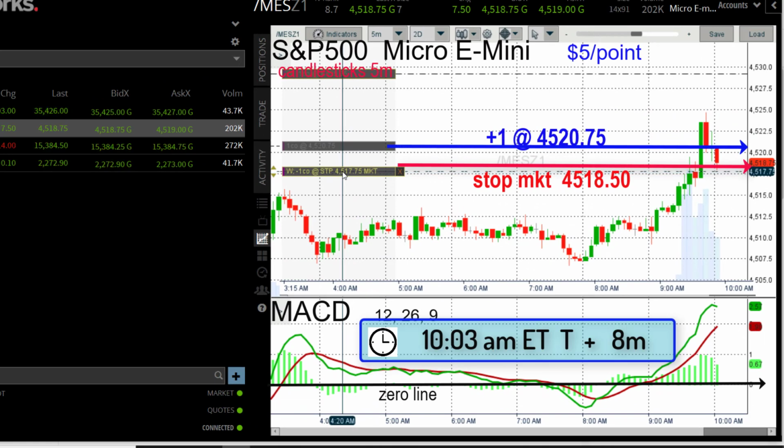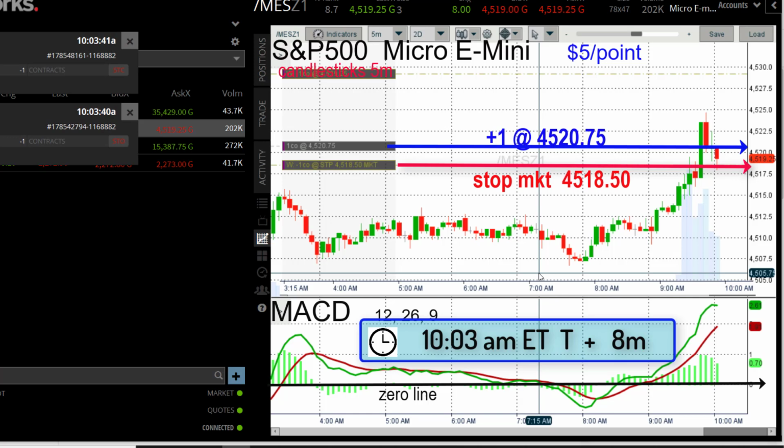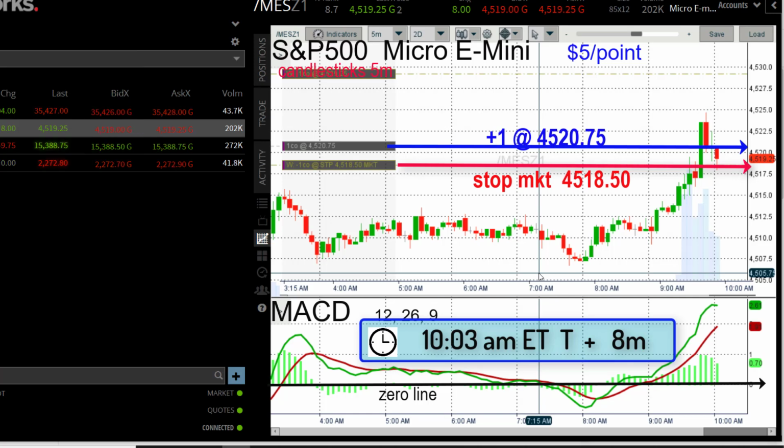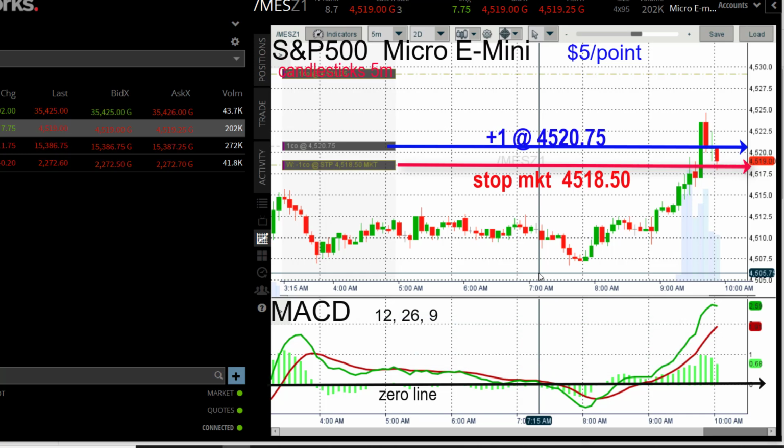I'm going to use the time machine now and go forward up to 10:03. We've been in the trade, it's 8 minutes old now. You see, I've moved my stop up to 45.1850. So that's just 2.25 points, $11.25 is my maximum loss at this particular moment.